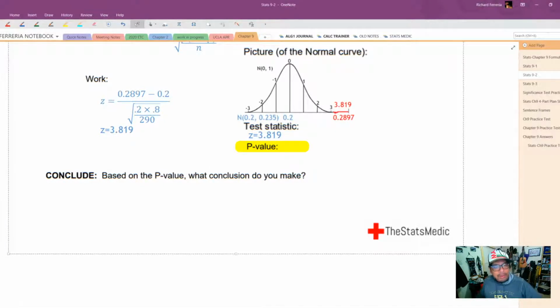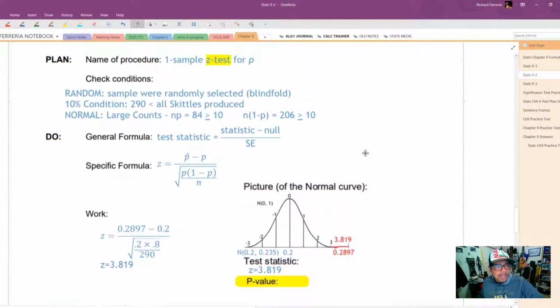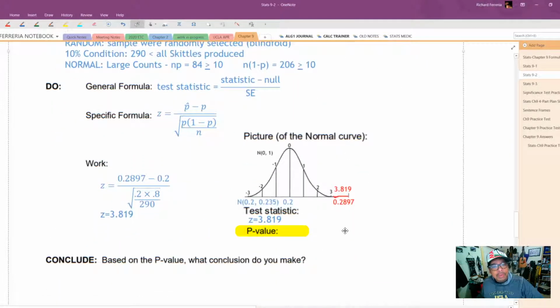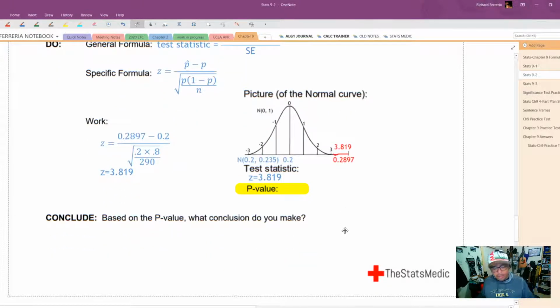And lastly, p-value. One of the things I forgot to mention was that you will notice that I shaded to the right of 3.819. The reason we did that was because our alternative hypothesis was p is greater than 0.2. So if we have greater than 0.2 for the alternative hypothesis, we shade above the test statistic, which leads us to our p-value. The p-value is z greater than 3.819. Again, that greater than is the same inequality sign that is used in the alternative hypothesis.